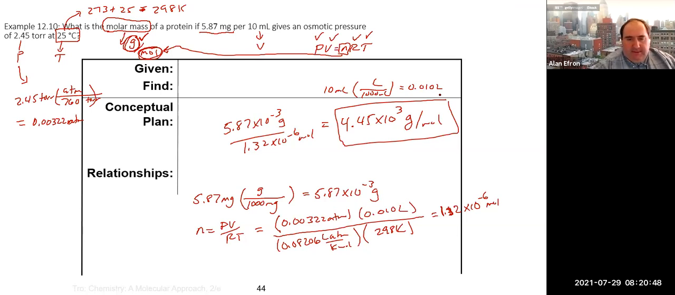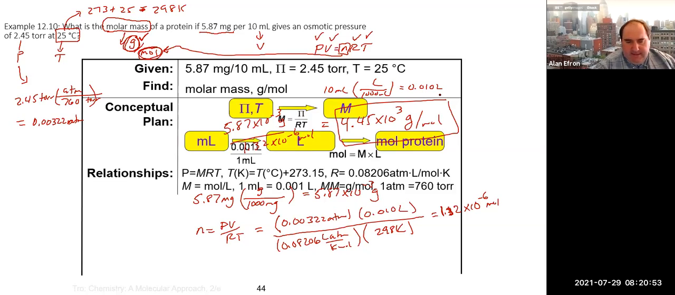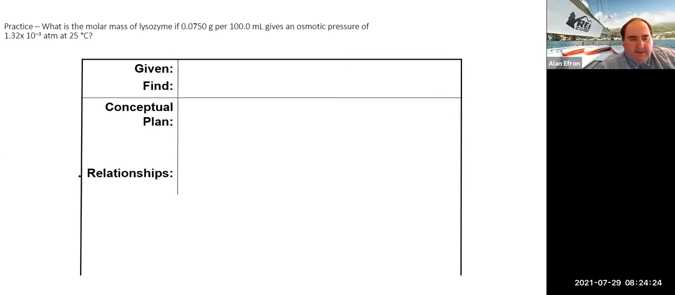All right, why don't you give one a go here and see what you come up with. What is the molar mass of a lysozyme? That is 0.075 grams in 100 milliliters gives an osmotic pressure of 1.32 times 10 to the minus 3 at 25 degrees Celsius. Okay, let's take a look at this one here.